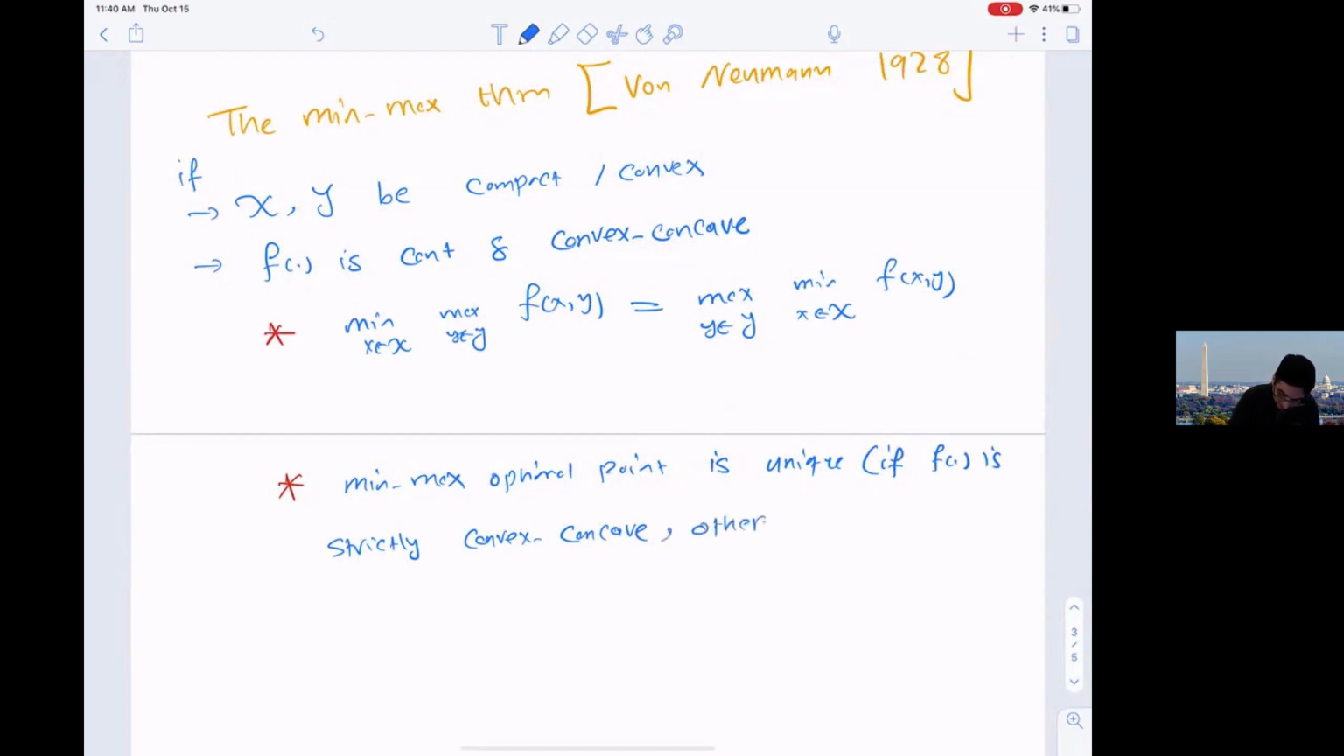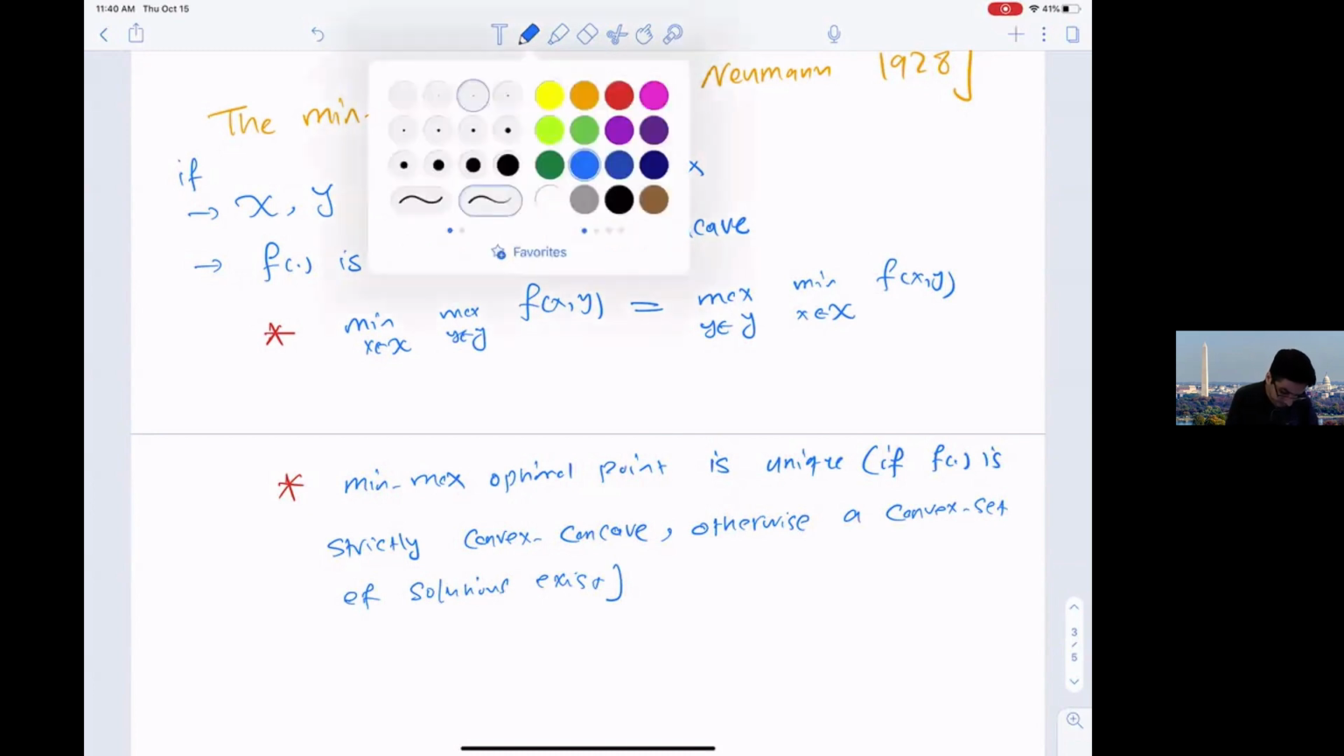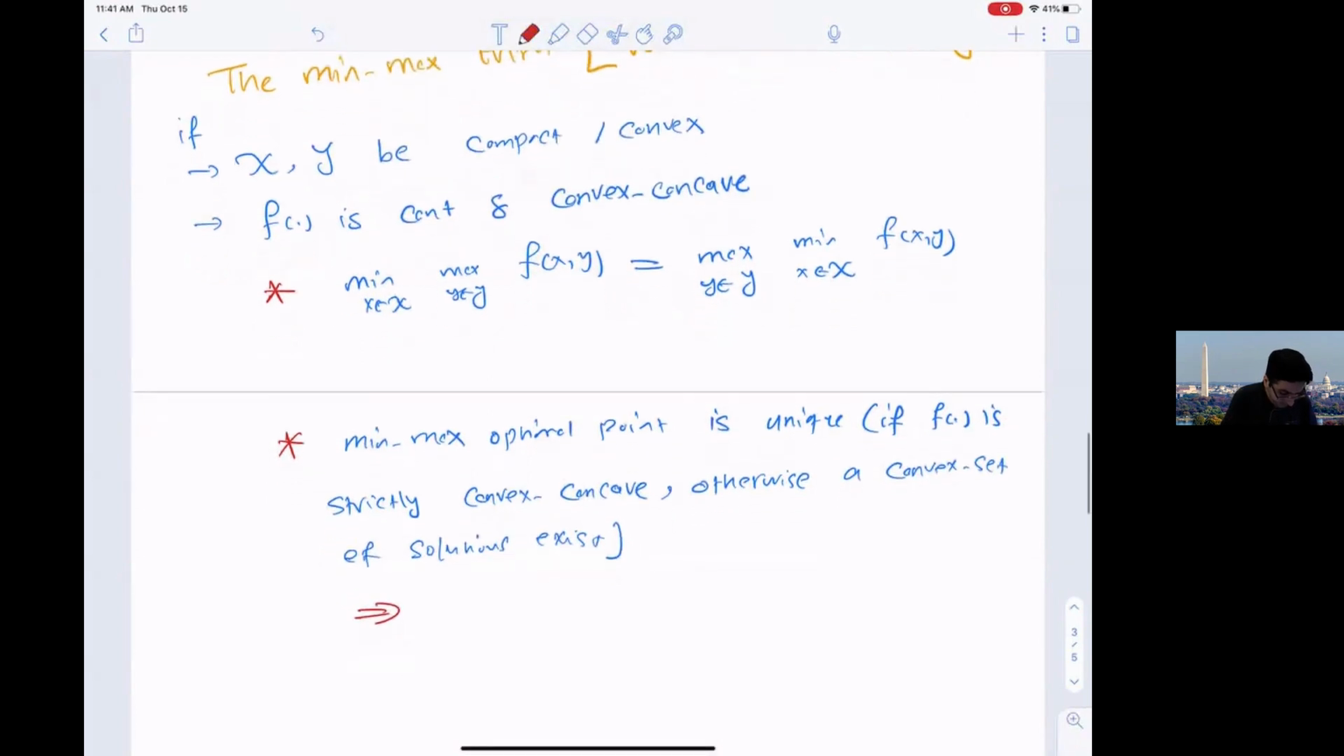Otherwise, it will have a set of solutions. Those sets of solutions will be a convex set. Otherwise, a convex set of solutions exists. But this is the solution, x star y star. If you are in a strict convex concave setting, it is unique. Otherwise, the set of x star y star forms a convex set, but nevertheless, the value is unique.